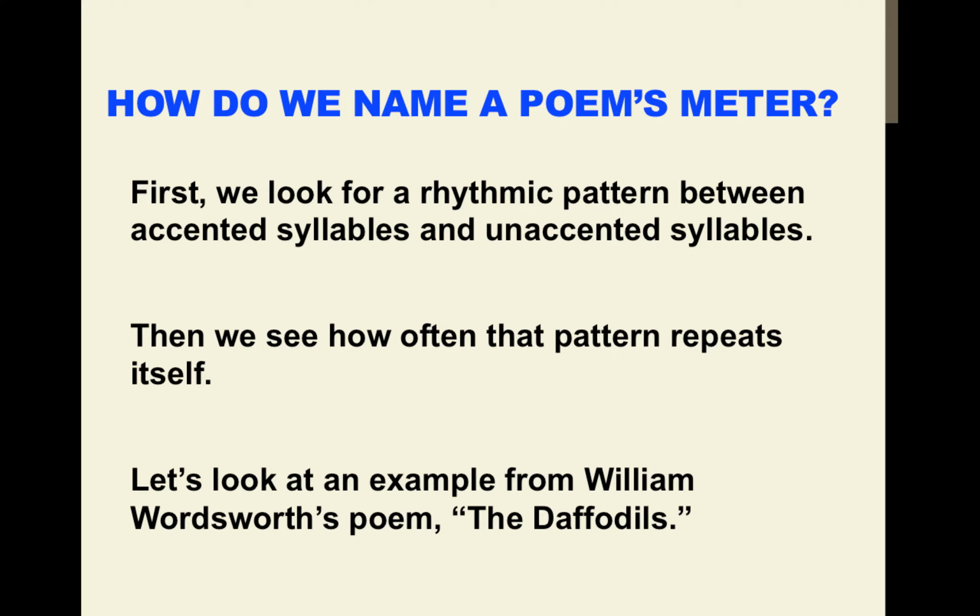So again, anytime you're trying to figure out a poem's meter, the first thing you have to do is look for the rhythmic pattern between the accented syllables and the unaccented syllables. So check to see, does the line of the poem begin with an unaccented syllable or an accented syllable? And then look and see what the next one does and the next one does, and do you start to see a pattern created? Or is there a pattern created?